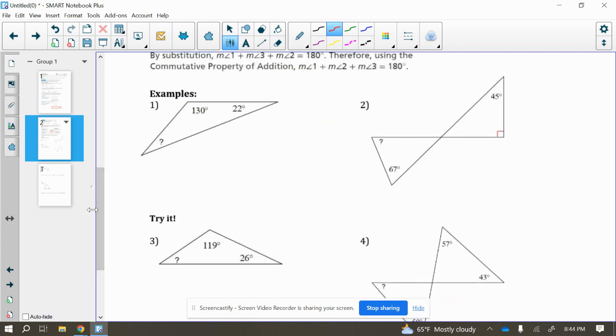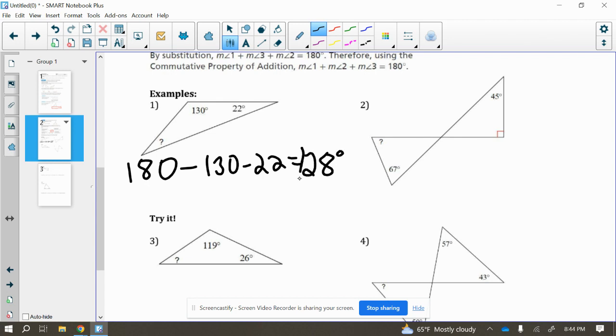So again, how do we use this? Well, if we are looking for the missing third angle in a triangle, we can take our sum, 180, and subtract away the 2 that we have to find our remaining angle. So in this case, 180 minus 130 minus 22, our missing angle would be 28 degrees.